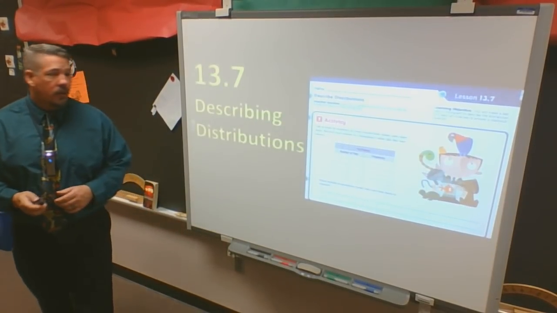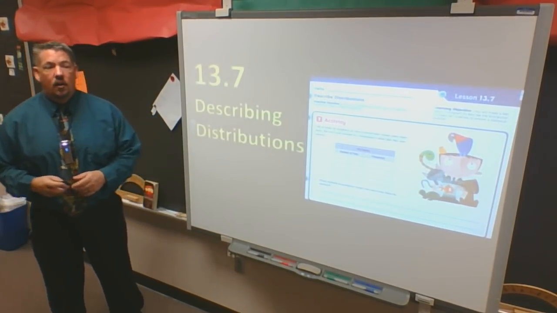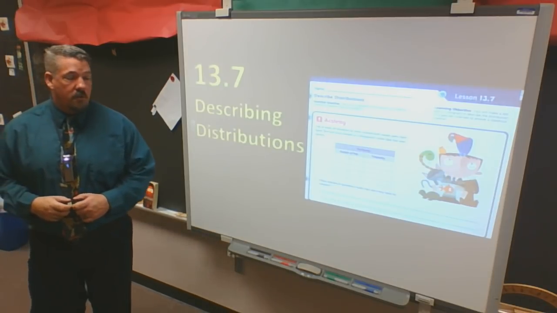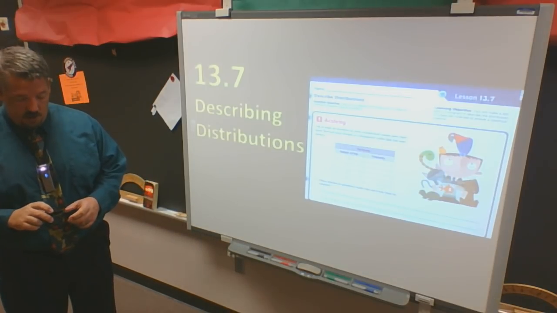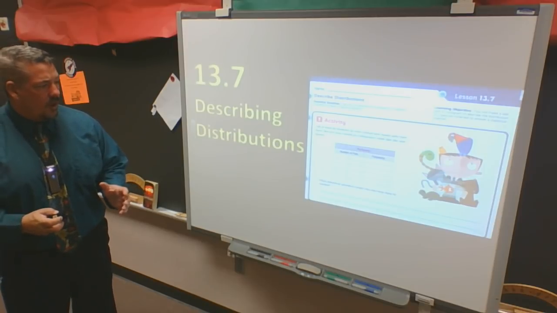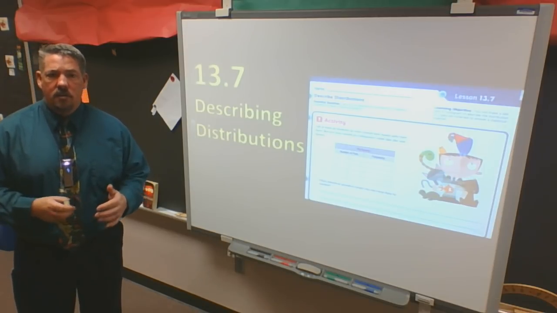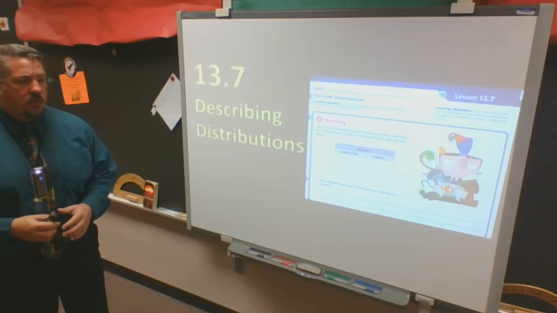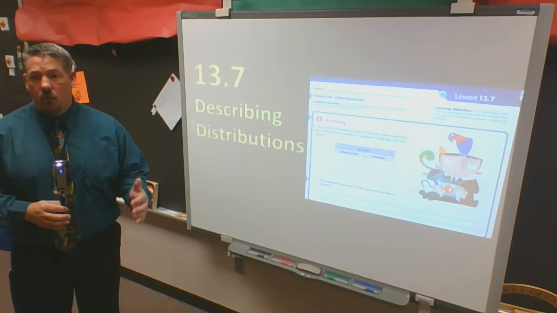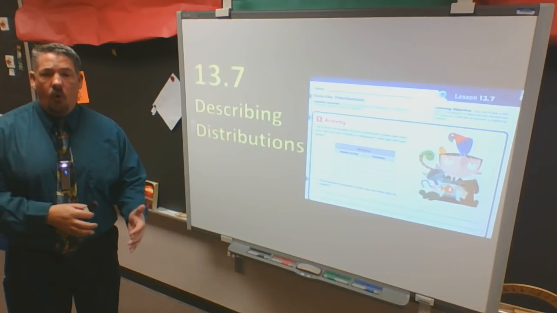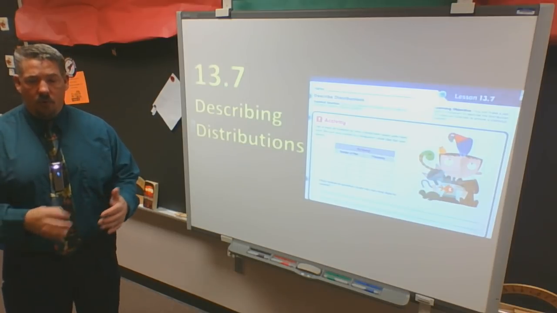All right, so redoing 13.7. On 13.7, we're talking about describing our distributions. Now, it asks for us to take a survey of all the pets in the class, calculating those numbers, sharing those numbers. I figured that was going to take about 25, 30 minutes, and we don't want to take that amount of time when we can be focusing in on what we're doing.